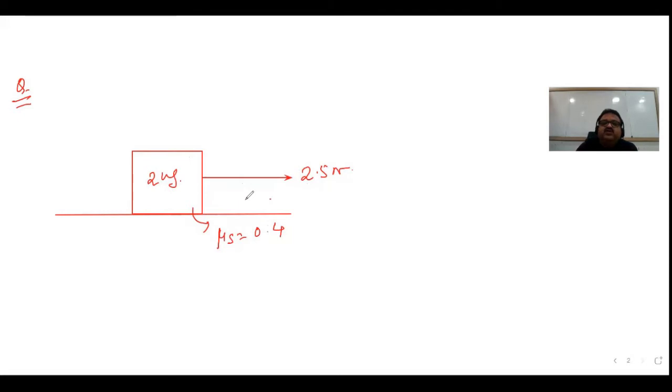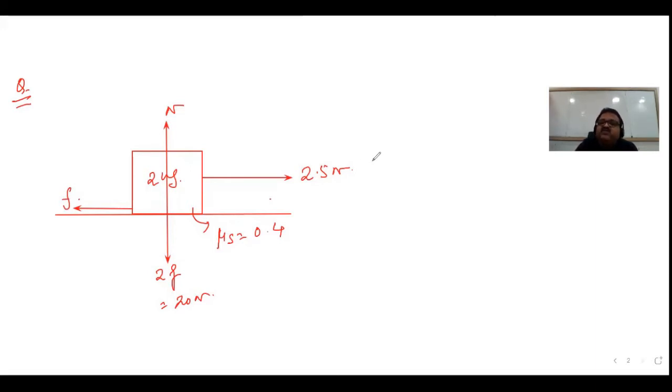So what to do? Your task is to first find out the normal reaction. It's a plane surface and mg is acting downward, that is 2g, which is equal to 20 Newton acting downward, and the normal reaction is acting upward, and the frictional force is acting between the 2 kg mass and this surface. This is a fixed surface. I'm going to find out the force of friction on the 2 kg mass, correct? Check what the value of F is.